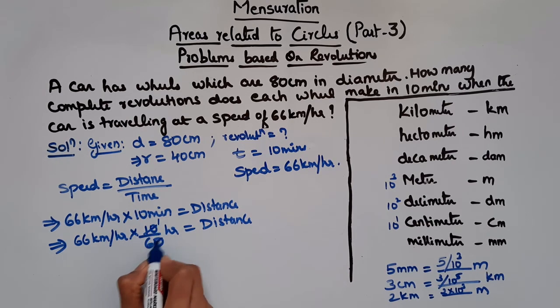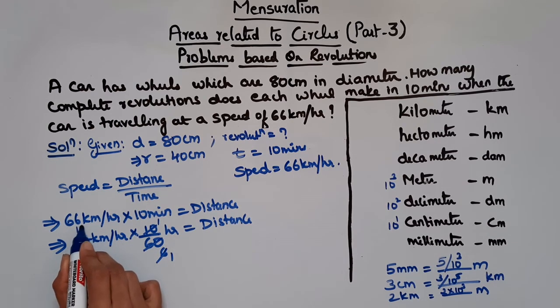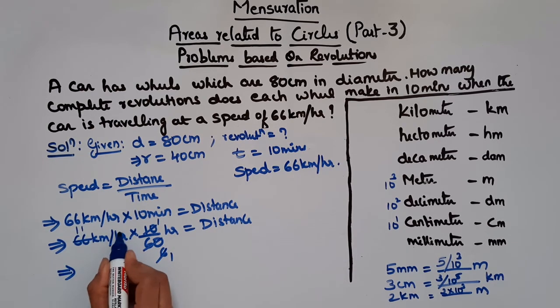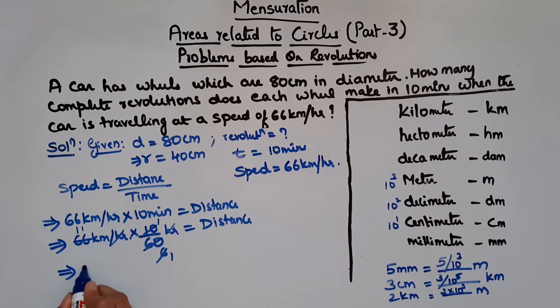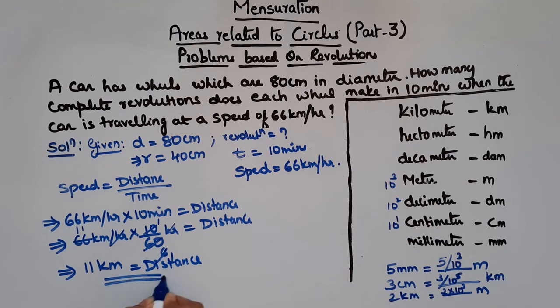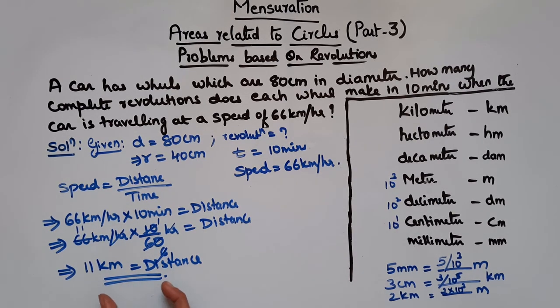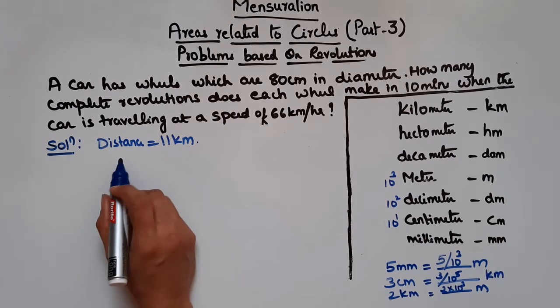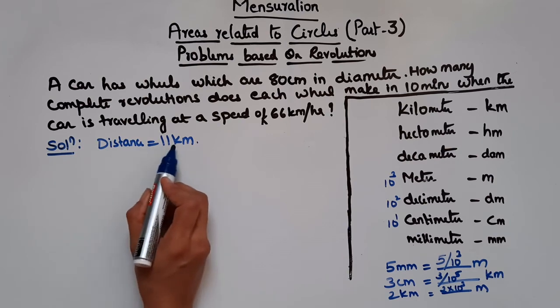So 10 ones are 10, 6 ones are 6, so hour and hour is gone. We are left with 11 kilometers. So the distance is 11 kilometers. Now we have to see for this many kilometers how many revolutions the wheel makes. So this we will see by the unitary method. But before that, pause the video and note this down. So now we have distance equal to 11 kilometers.